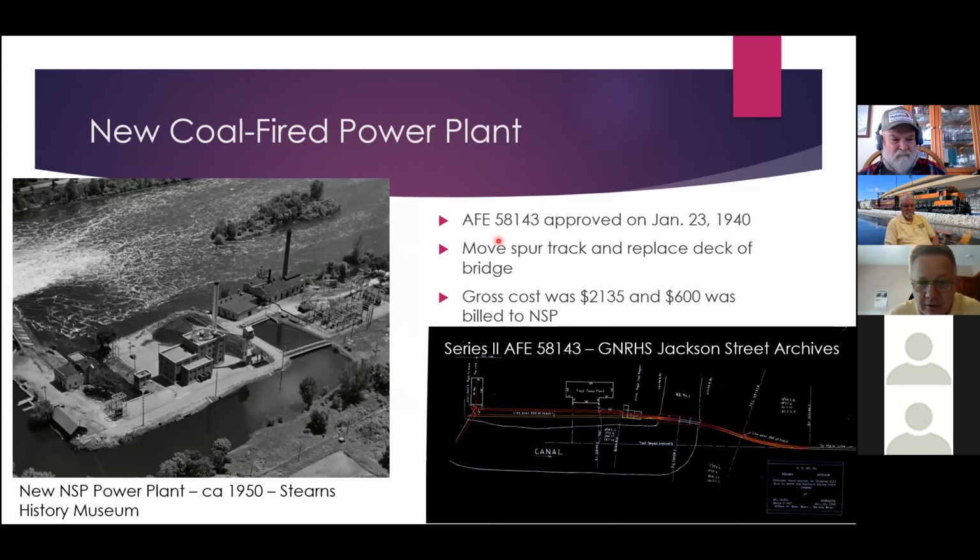So in 1940, they approved an AFE to move the spur track over to match up with the new plant, from this location to that location, and to put in a new bridge. The total cost was $2,135, and $600 was billed to NSP. But this is a nice aerial view. You can see here's where they would unload the cars for the coal pile.